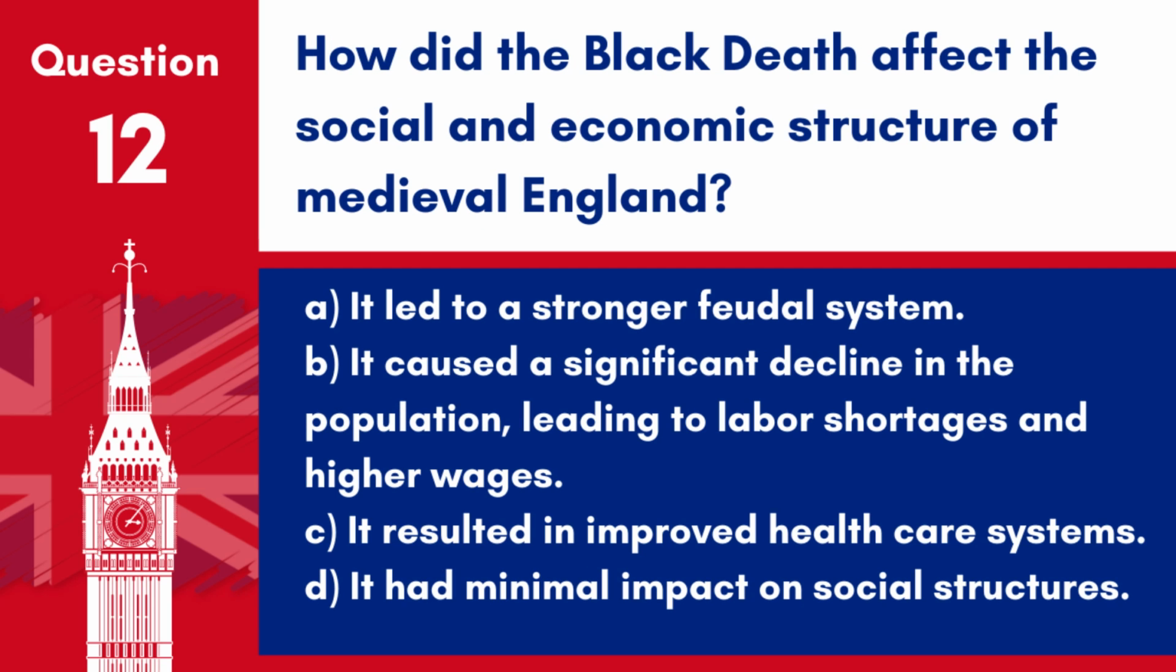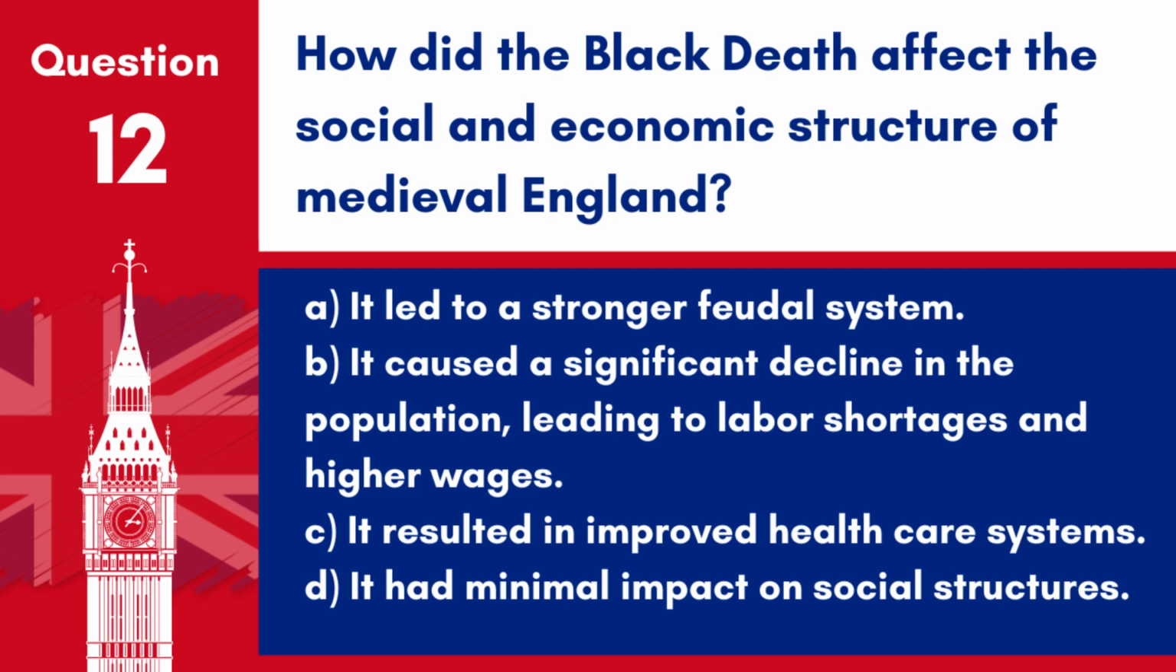Question 12. How did the Black Death affect the social and economic structure of medieval England? A. It led to a stronger feudal system. B. It caused a significant decline in the population, leading to labour shortages and higher wages. C. It resulted in improved healthcare systems. D. It had minimal impact on social structures.